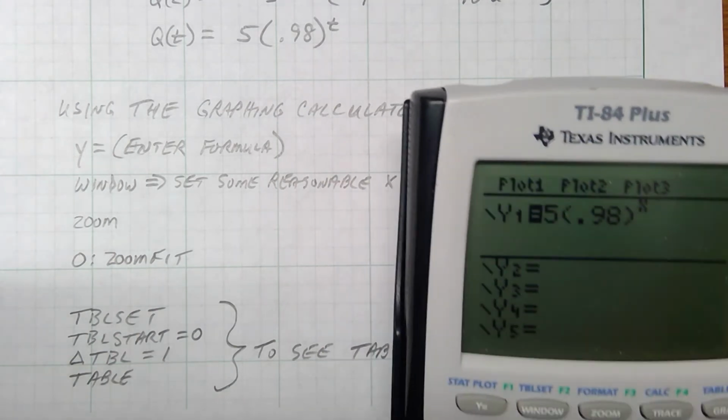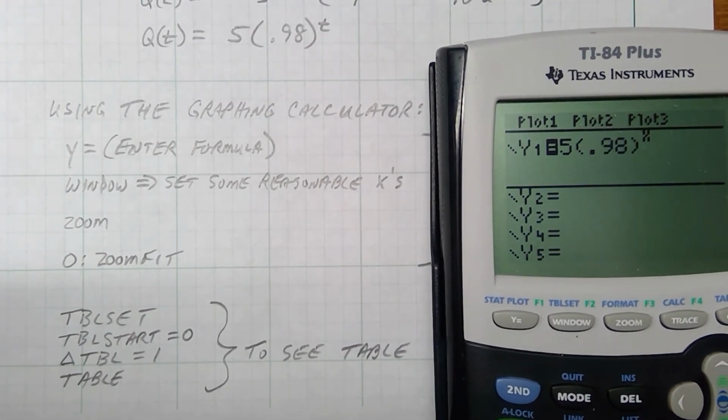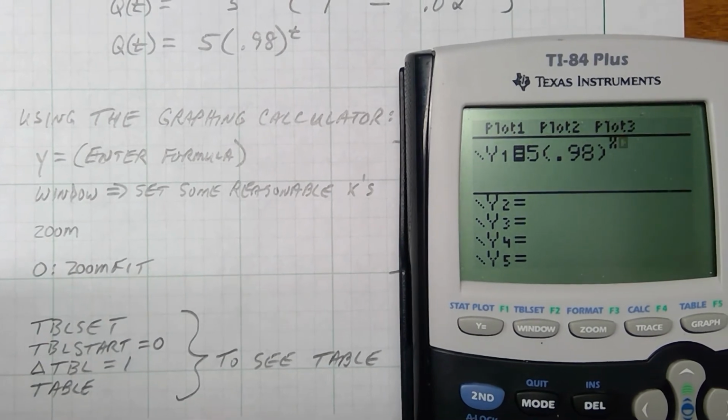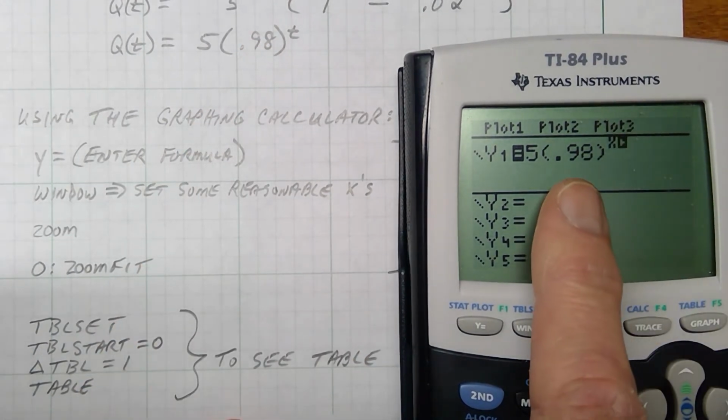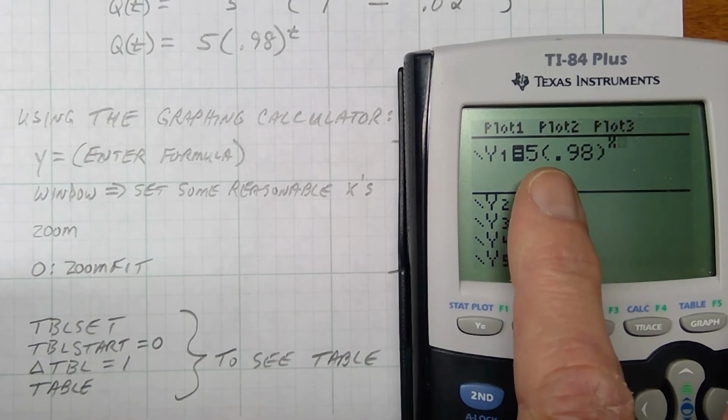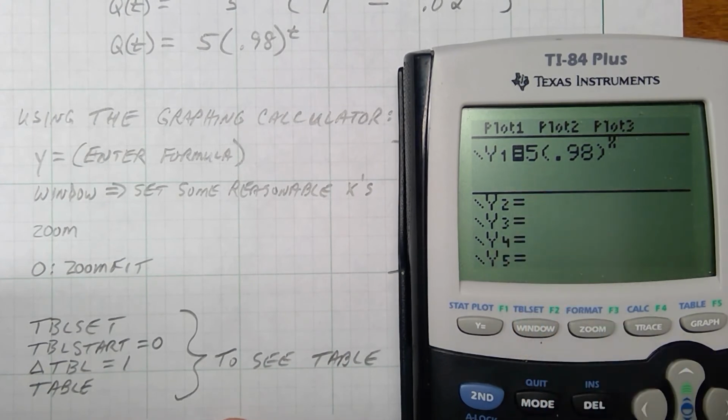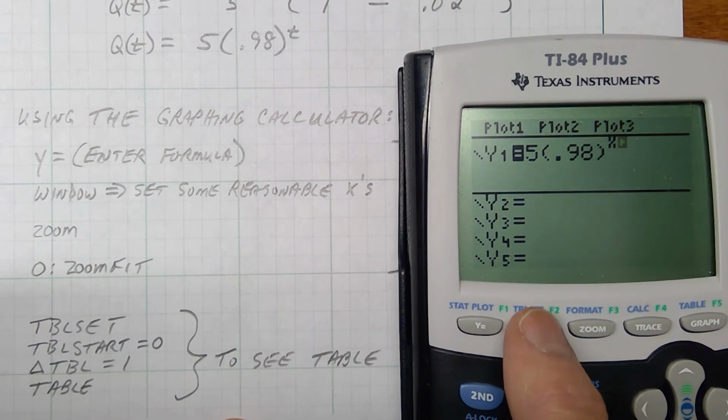All right, let's grab the calculator here. Let me see if I can get it all in here. So to use the graphing calculator, just to put in this equation up here, 5 times 0.98 to the t, just put it in your y equals button. Now, if you want to see it on the graph, you just need to set your window to something reasonable.